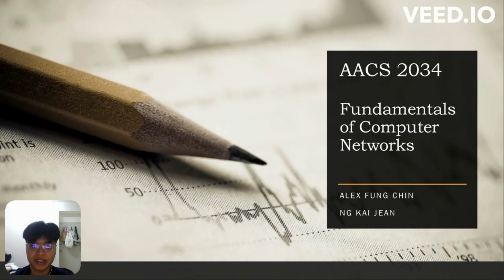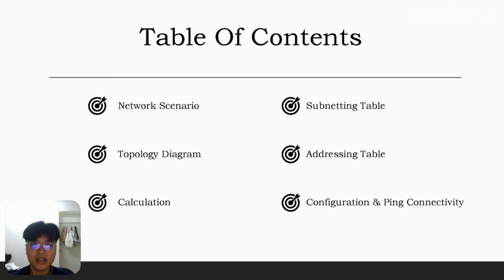Today, we're going to present our assignment for the subject AACS2034, which is Fundamentals of Computer Networks. In this presentation, we're going to divide it into 6 parts, which are network scenario, topology diagram, calculation, subnetting table, addressing table, configuration, and ping connectivity.